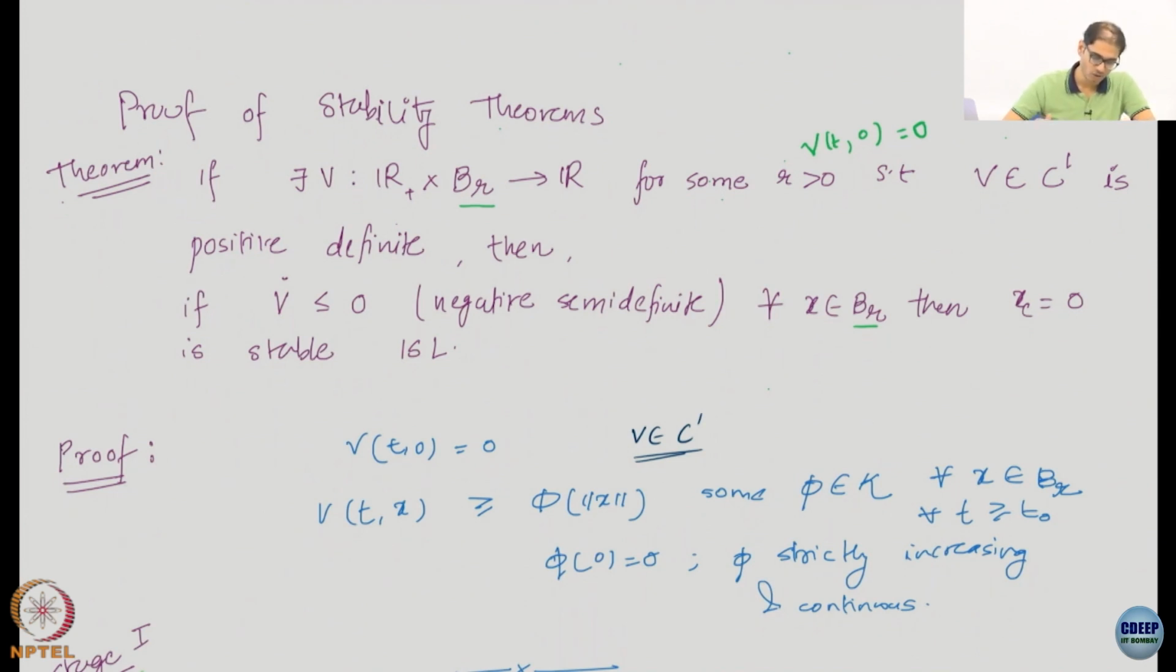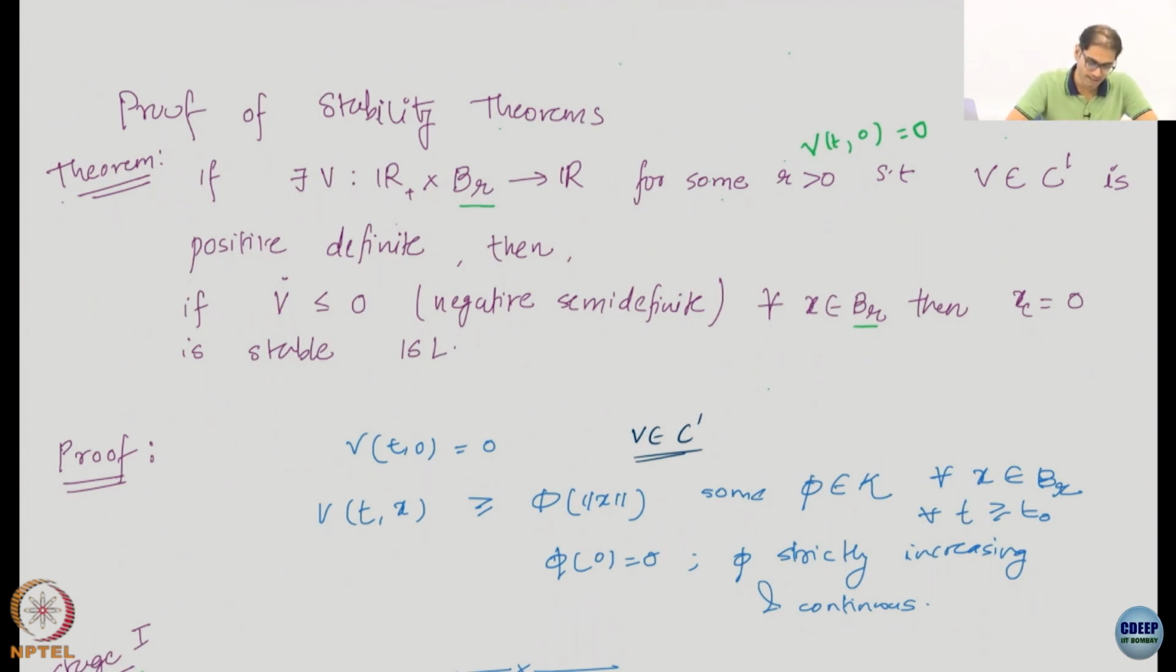Great. So, proof of stability theorems. The first one that we try to prove is the stability in the sense of Lyapunov result. What does it say? Now I give you the complete statement, because earlier it was split into pieces. So here we try to make the complete statement.